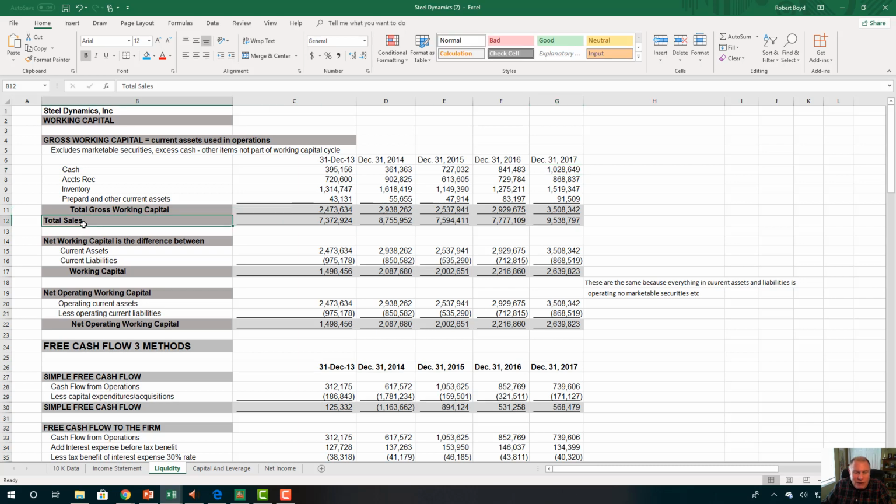Now, I put sales in here because I'm going to use it a little bit later. But remember, gross working capital is current assets used in operations, which does not include marketable securities. Okay?